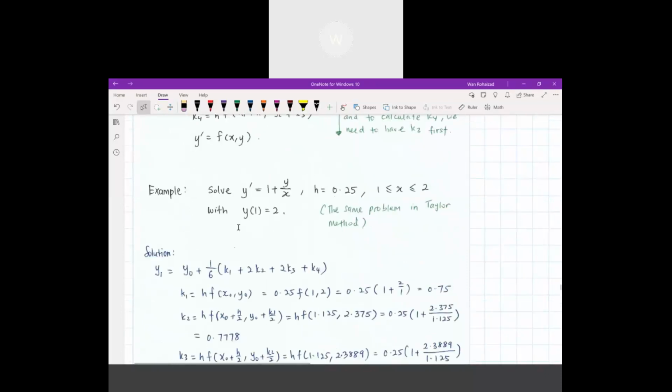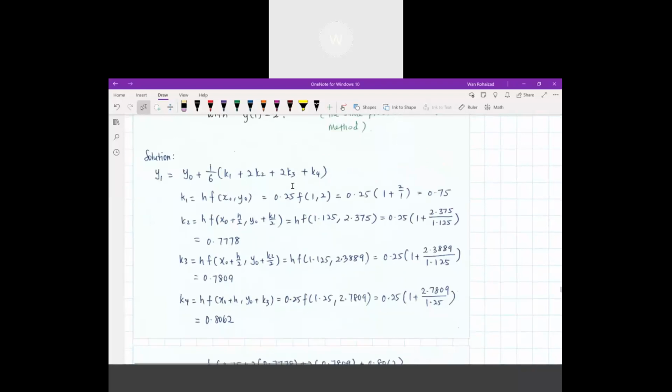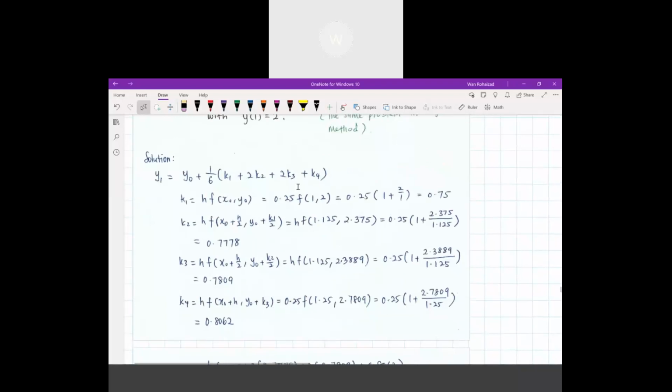For example, let us try to solve the same problem as in the Taylor method: y prime equals 1 plus y over x with h equal to 0.25. The interval is 0.25 and the range of x is from 1 to 2, with initial value y(1) equal to 2. For Runge-Kutta order 4, for every i, to calculate y1 we need to calculate k1 to k4.